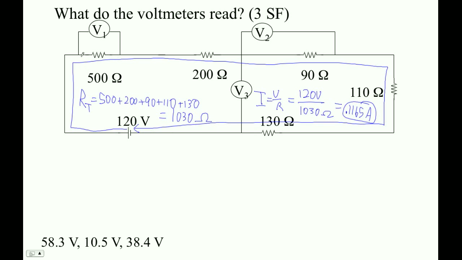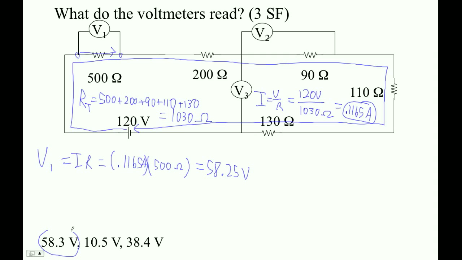Okay. Now let's look at V1. V1 is IR, and the current is 0.1165. That's amps, right? And then the resistance from here to there is 500 ohms, right? Okay. So times 500, 58.25, so 58.3 must be that answer there, right?